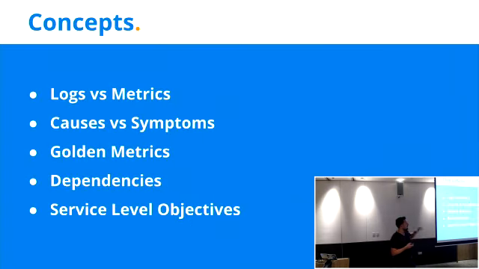So these are the concepts we're going to cover. We're going to cover logs versus metrics, causes versus symptoms, golden metrics, so the metrics you always want to go after first, how to measure your dependencies, and defining service level objectives. So you heard Steve this morning talk about SLAs, SLOs. We're going to cover what those look like.